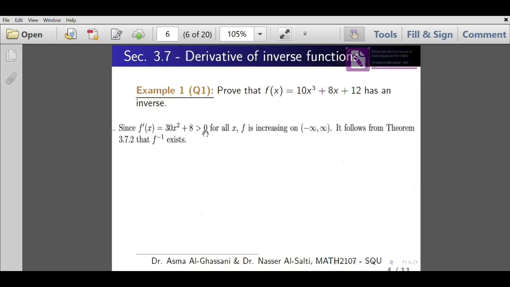This function is greater than 0 for any value. Why? Because if you take any value here, for example, let us take 1, 30 multiplied by 1 plus 8 will be positive. If you take any negative number, for example minus 1, 30 multiplied by minus 1 squared will be 30 plus 8, so 38 is greater than 0. So once you substitute any value here, you will always get a positive value. That means f(x) is increasing on the interval minus infinity to infinity. So by Theorem 3.7.2, we conclude that f inverse exists, because this function is continuous and it is increasing.